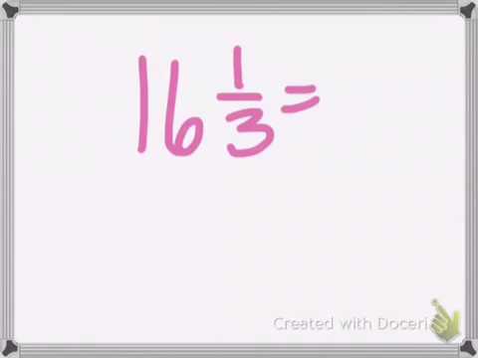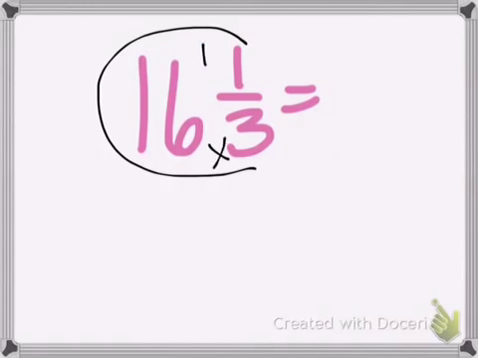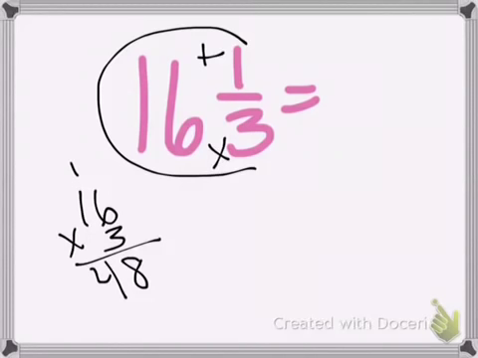The last one here is 16 1/3. Remember, we're going to work from that backward C. We're going to multiply here, add there. 16 times 3. I'm going to do the work over to the side. 6 times 3 is 18. 1 more gives me 4. That gives me 48. Now add that numerator. That gives me 49. That becomes the numerator in my improper fraction. And then 3 is going to stay my denominator.